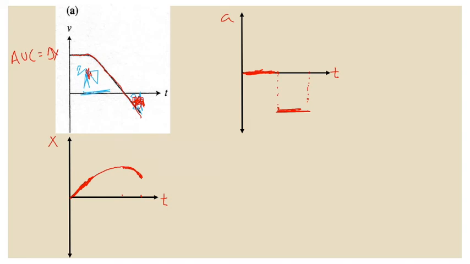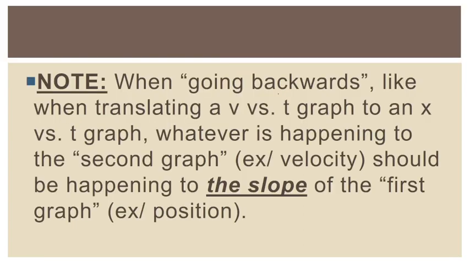Let's take a look at another one. Before we do that, though, let's write down one little thing. When going backwards, like when translating a velocity versus time graph to a position versus time graph, whatever is happening to the second graph, the velocity, should be happening to the slope of the first graph, position. And when I say first graph, second graph, third graph, I'm saying position is first, velocity is second, acceleration is third.